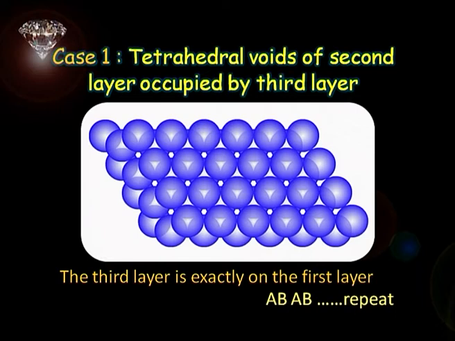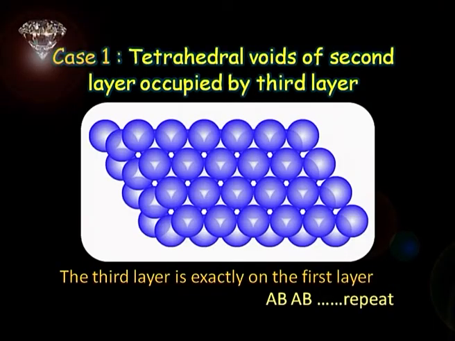That means my first layer is typically called the A layer, then the B layer, and the third layer happens to be exactly the same as the A layer. So, it is called A. Next will be B, A, B, and it will build up like that. So, I will essentially be getting what is called an AB repeat structure. Okay. That is my packing in 3 dimensions if my third layer occupies the tetrahedral voids of the second layer.